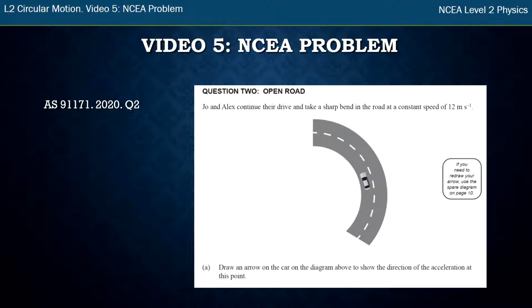Hello, this is Mr. McGovern, and this is the fifth video in the circular motion series where I'm going to look at an NCEA problem. So the problem I've chosen is from the 2020 paper. It's question 2. And here it is.